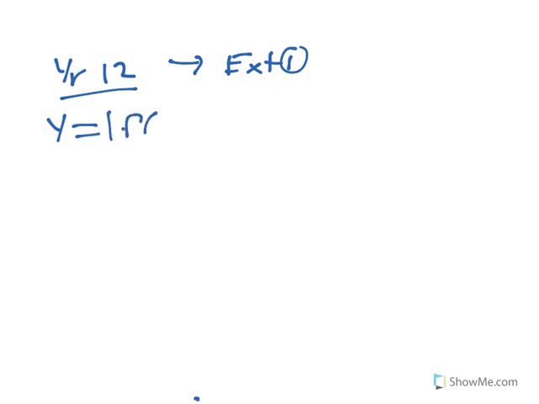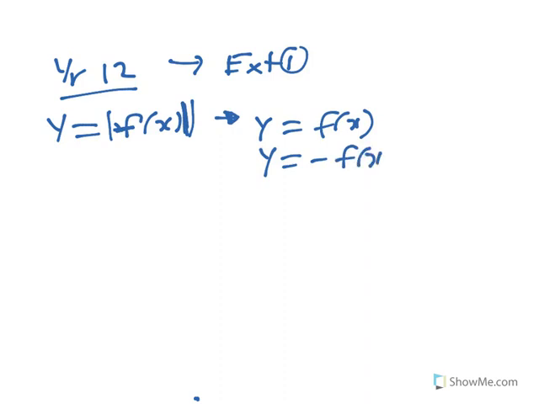Okay, so this is year 12 and this is the extensions functions work. Alright, so just running through these graphs again. So y equals f of x and the absolute value of x. Basically, to sketch that, you need to sketch y equals f of x and y equals minus f of x.